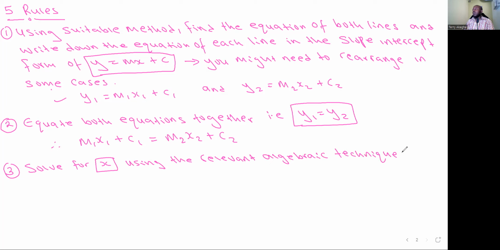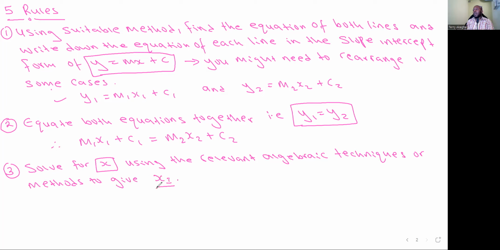So when you solve for x, you end up finding the value for x. That x value that you get is the xi. Is that all right? So the value you get here is the xi. Remember I told you at the point of intersection, the x coordinate of the intersecting point is called the xi. So the value you get at step 3 for x is the xi.